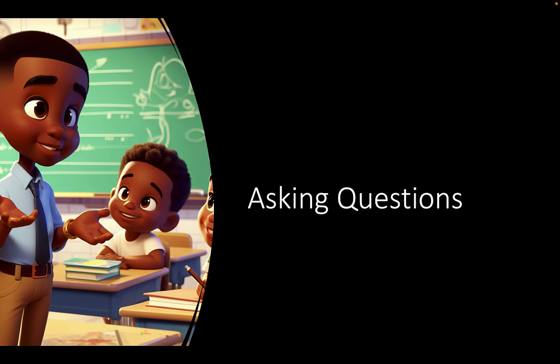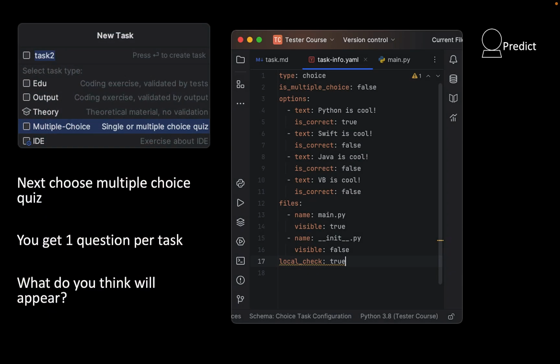So when it comes to asking questions, not only do you have the option to do input and output tests, but you can actually choose multiple choice questions. You get one question per task. Now, of course, you can use as many tasks as you like, but just be aware. And there's one thing here which I find a little bit misleading, so we'll go through it. So you can see this here. What do you think is going to appear?